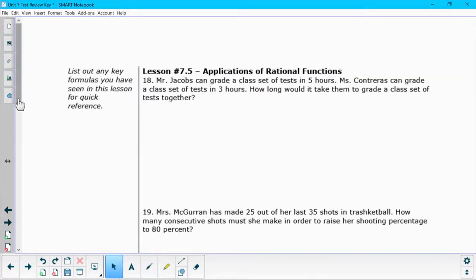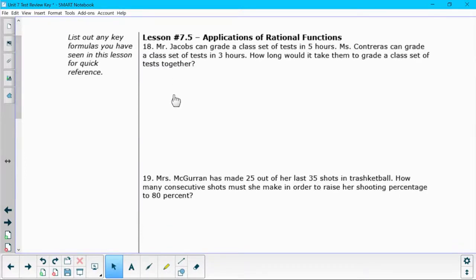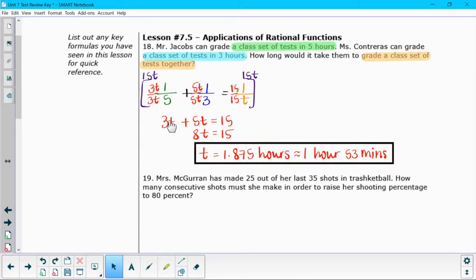And the last couple of problems we are going to cover are your applications problems. So for number 18, Mr. Jacobs can grade a class set of tests in 5 hours. Ms. Contreras can grade them in 3. How long would it take them to grade a class set of tests together? So I have an original starting equation of 1 over 5 plus 1 over 3 is equal to 1 over t.